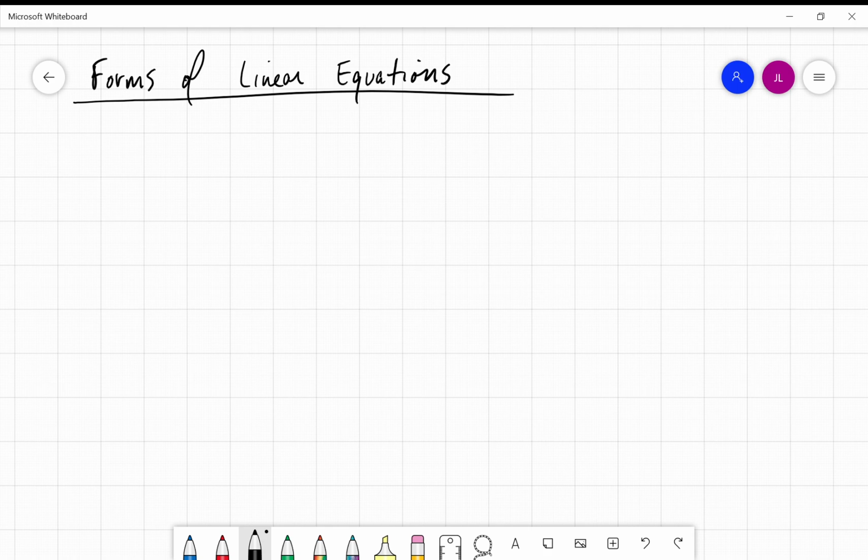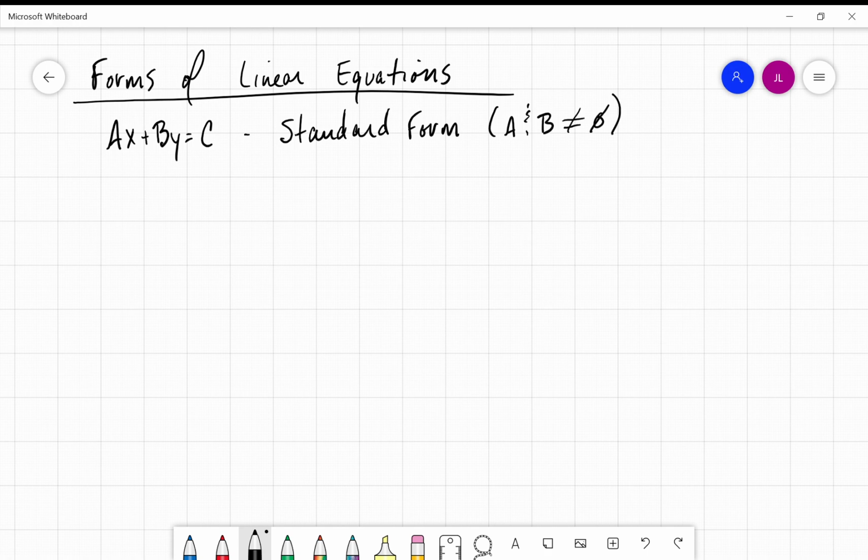So the first one that we learned about was ax plus by is equal to c. And remember, this is standard form for a linear equation. And in standard form, we have to have a and b both cannot equal 0.